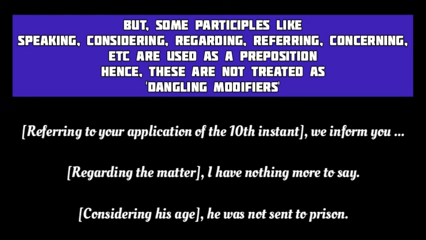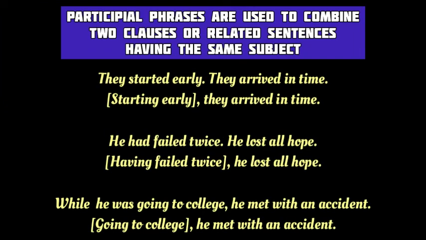However, there are some exceptional participles in English like speaking, considering, regarding, referring, concerning, etc. that are used as prepositions. Hence, even if they do not have a specific subject of reference, even if they do not modify a particular noun or pronoun in the sentence, they are not considered dangling modifiers. In the examples on your screen, the participles referring, regarding and considering are used as prepositions before their respective nouns. So these are not dangling modifiers in these sentences.